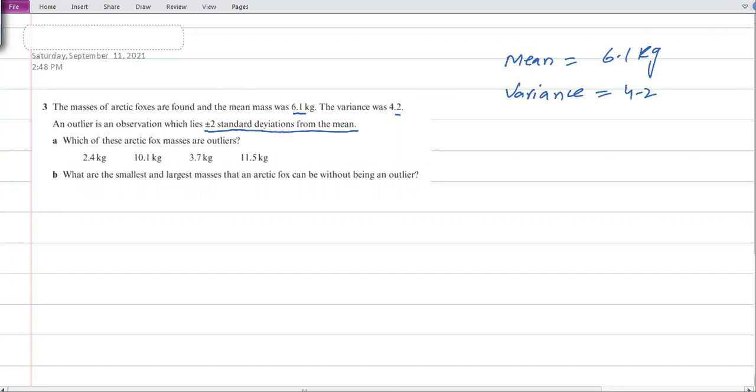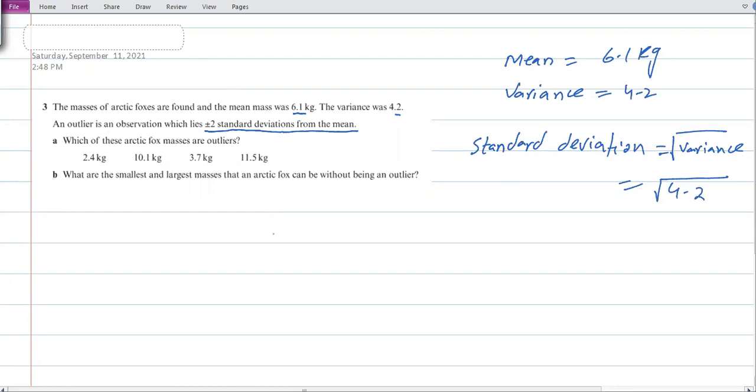First of all, you need to find the standard deviation. You know what standard deviation is? We know very well, we discussed it previously, that the standard deviation is the square root of variance. It means the standard deviation is the square root of 4.2.